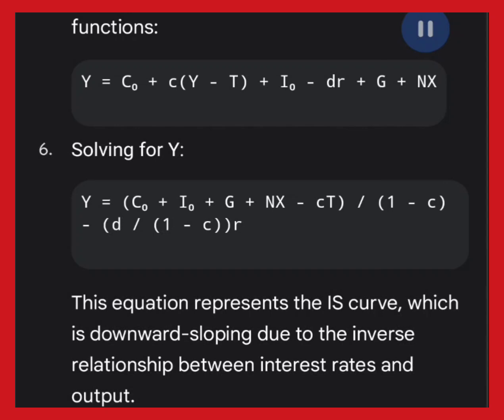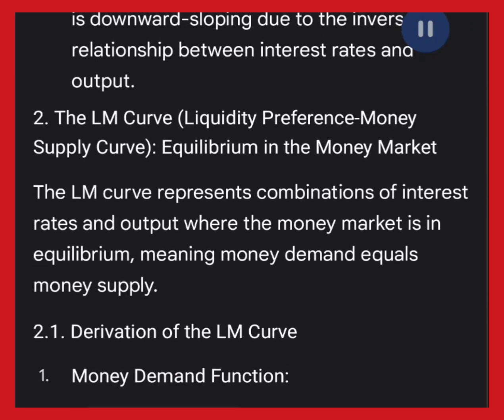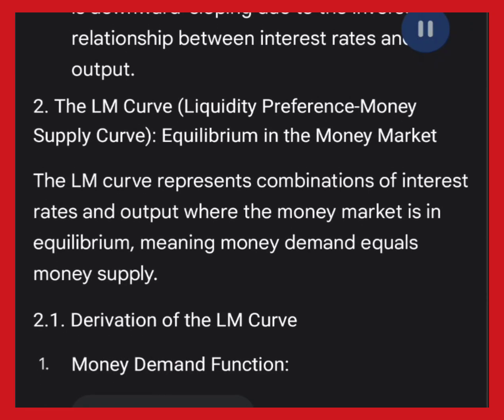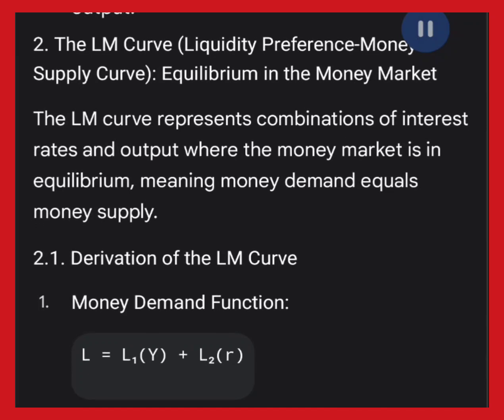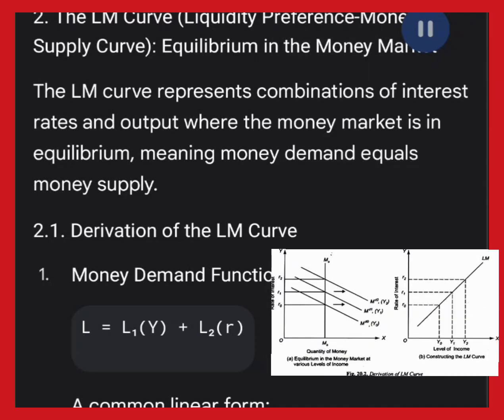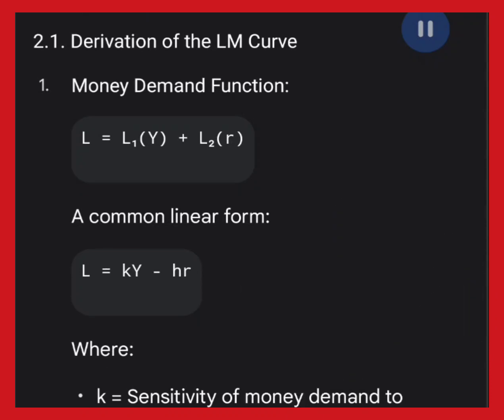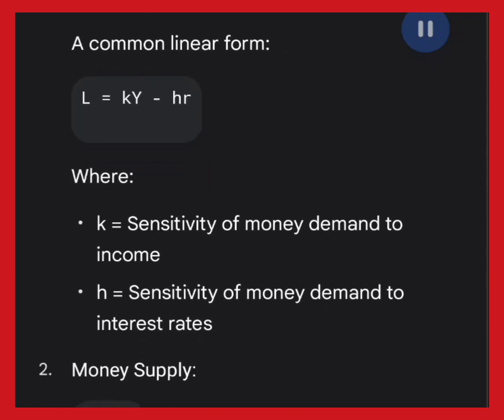2. The LM curve, liquidity preference money supply curve. Equilibrium in the money market. The LM curve represents combinations of interest rates and output where the money market is in equilibrium, meaning money demand equals money supply. 2.1. Derivation of the LM curve. 1. Money demand function, L equals L(Y) plus L(R). A common linear form, L equals kY minus hR, where k equals sensitivity of money demand to income, h equals sensitivity of money demand to interest rates.